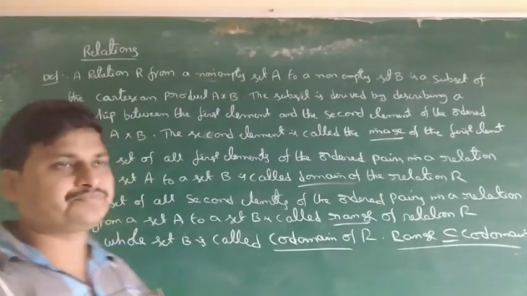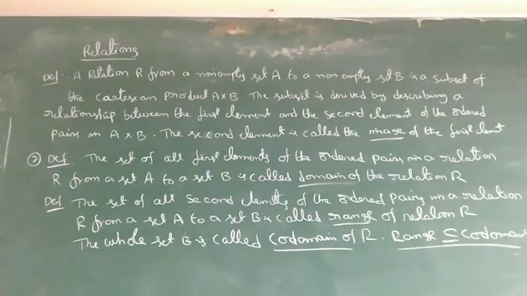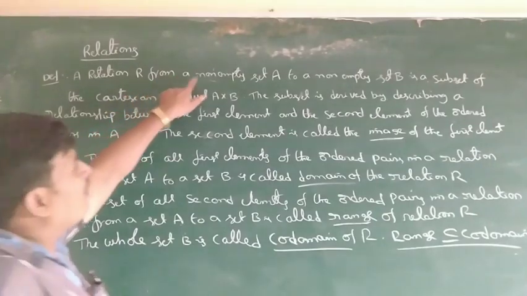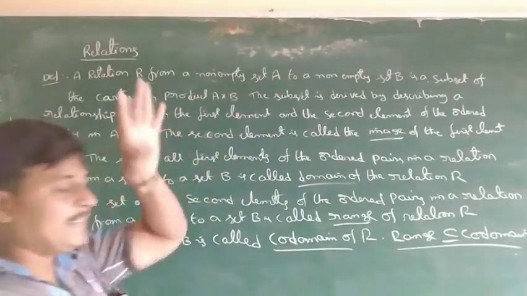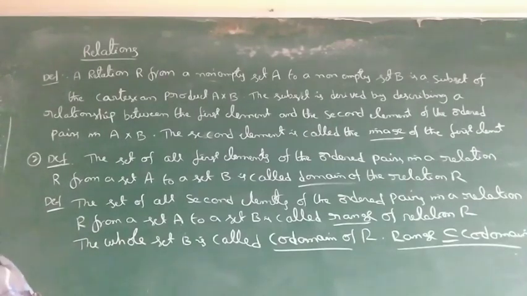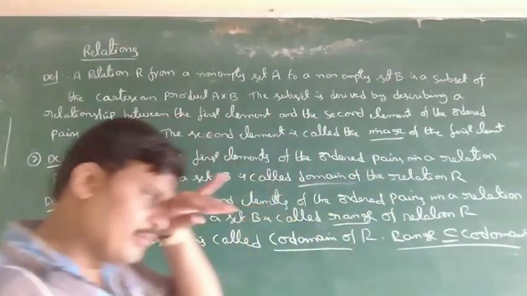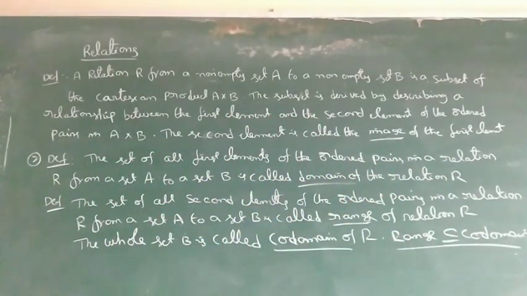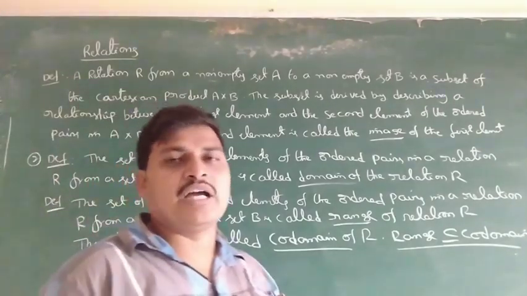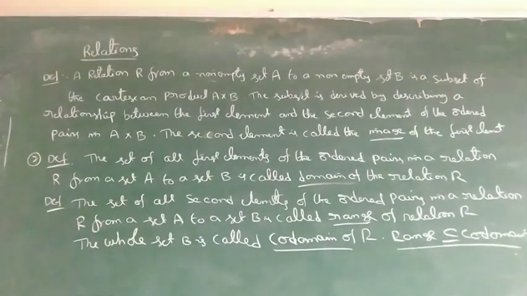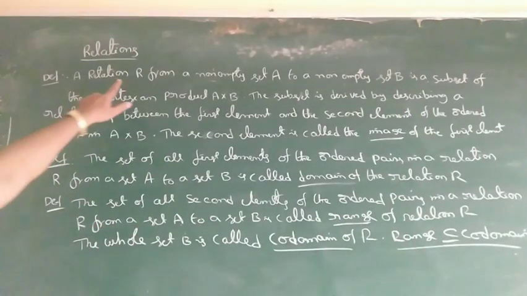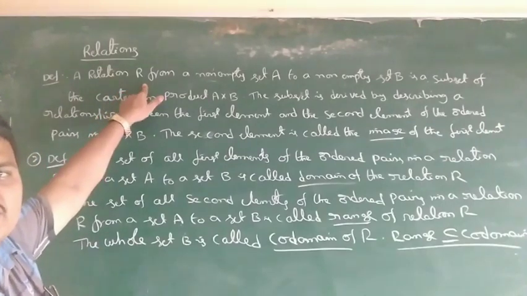First, relation. The relation R from a non-empty set A. What is the relation? Relation is nothing but Cartesian product. Okay, relation means Cartesian product. I will take one example and explain. First, the definitions.